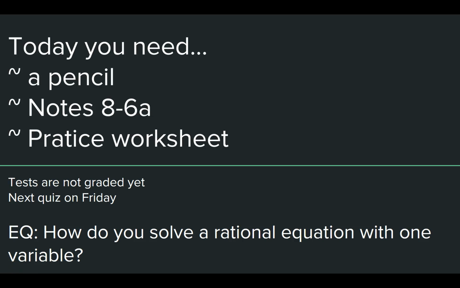Okay, we are starting a new unit today. It is on rationals. Look at your notes and the worksheet you just got. What do you think rationals are? X over something. Yes, or something over X. So they're all fractions, though. Do you see that? They are all fractions. There is an X in some piece of the fraction. It could be the numerator, it could be the denominator.